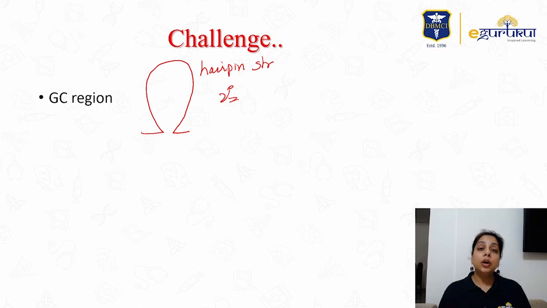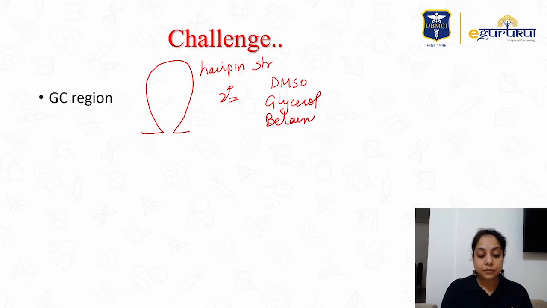So, in order to destroy the GC-rich regions, usually for those sequences there are particular chemicals that are added to the reaction mixture. We add DMSO, glycerol, and betaine. They destroy the secondary structure, which helps in the remediation of the GC-rich region, and then we can run the PCR reaction.